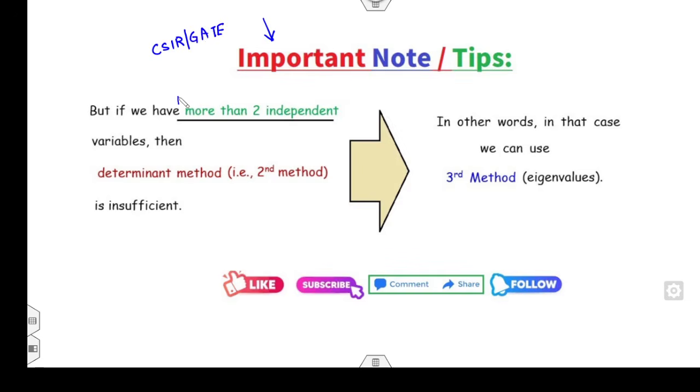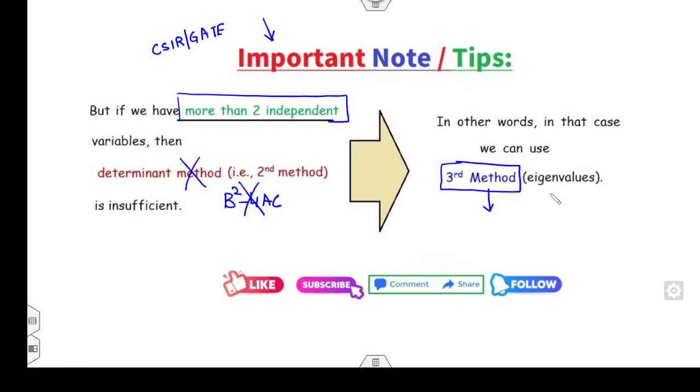Fine. Whenever you have more than two variables in the partial differential equation, then the determinant method as well as the first method, b square minus 4ac, is not appropriate to classify the partial differential equation. In that case, we can use only the third method, that is the eigenvalue method, to classify the PDE.